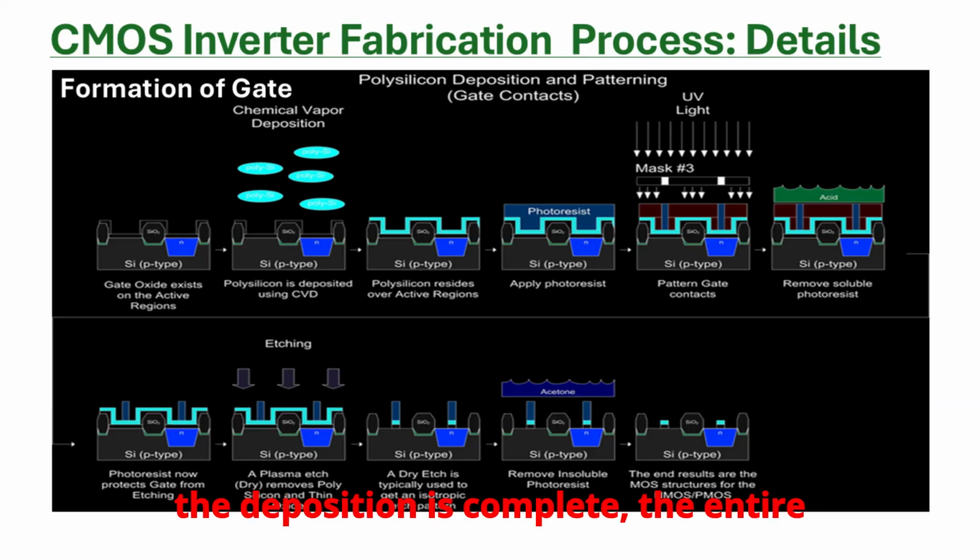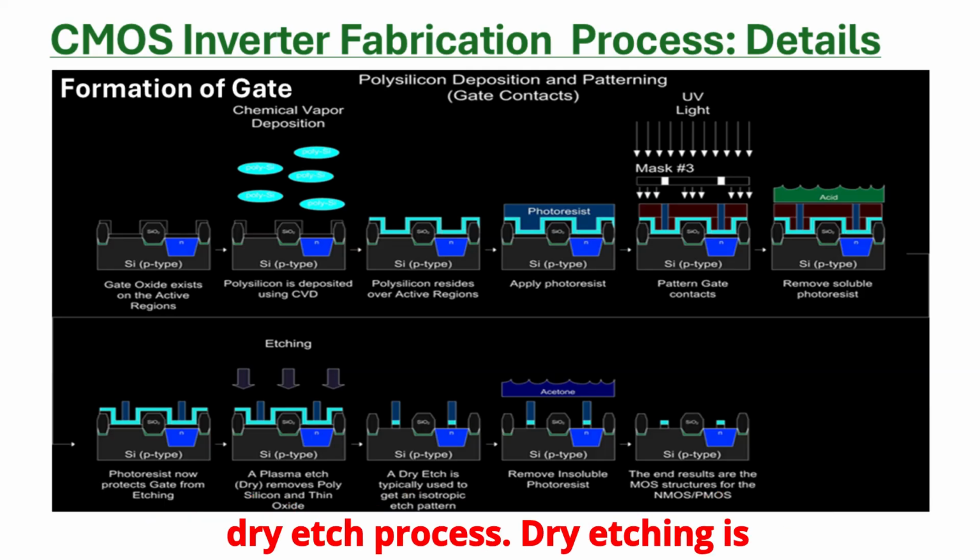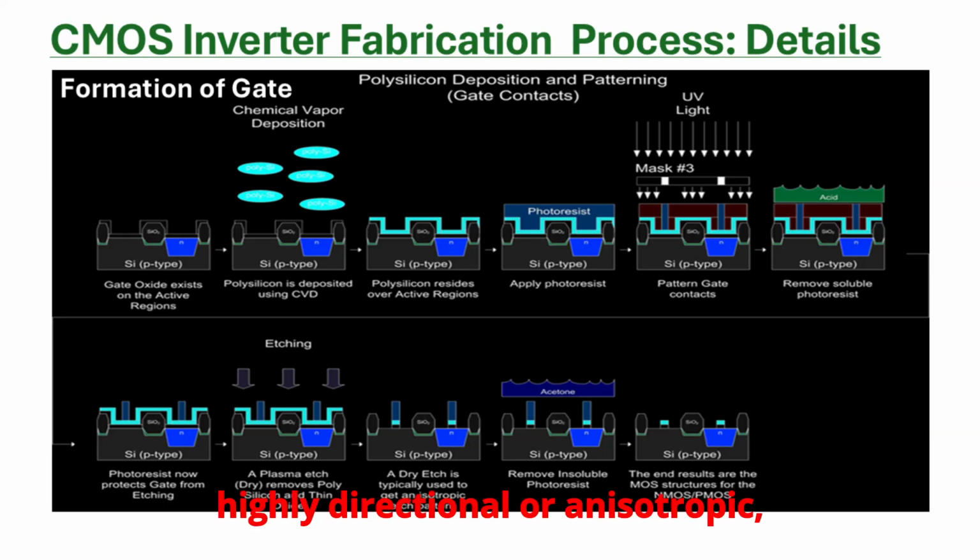Once the deposition is complete, the entire wafer is covered by polysilicon. But we don't need it everywhere. Only in specific regions where the transistor gates are located. To achieve this, we apply photolithography followed by a dry etch process. Dry etching is highly directional, or anisotropic, meaning it removes material vertically while leaving the side walls intact. This gives us sharp, well-defined gate structures. At the end of this step, we now have the patterned polysilicon gates sitting right above the thin gate oxide, aligned with the active regions.